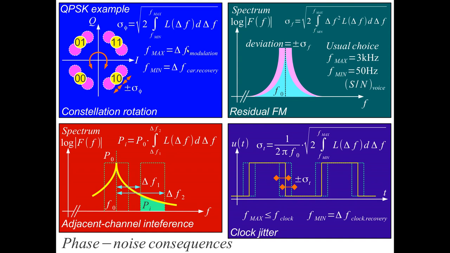Where do I have to sum all these things? The maximum frequency is the bandwidth of our modulation. This is given by the symbol rate, R. And the minimum frequency is actually the bandwidth of our carrier recovery circuit. The receiver needs a carrier recovery, and that carrier recovery has some finite bandwidth.